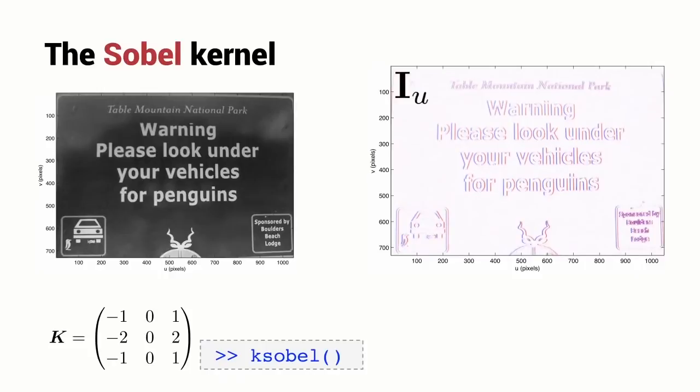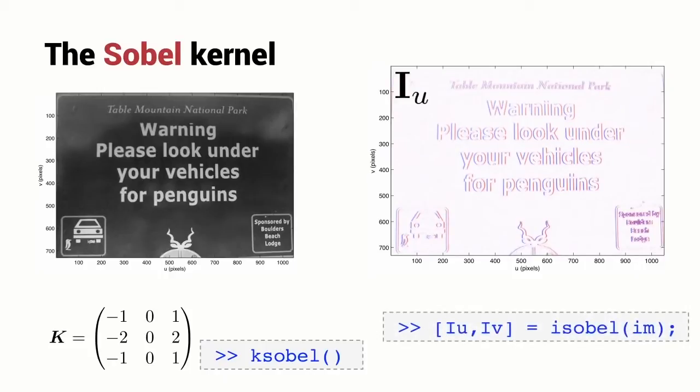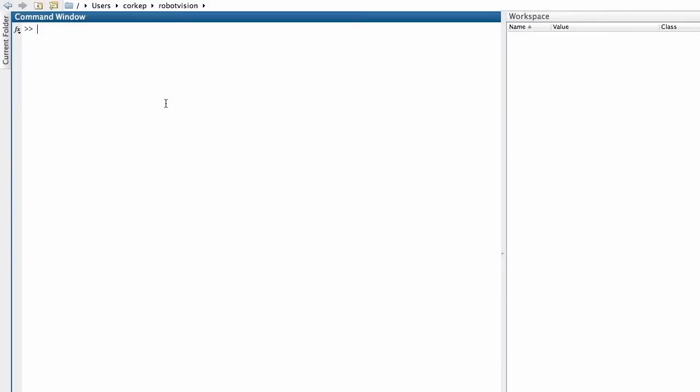If I apply this function to our penguin image, I can obtain a horizontal gradient image, as is shown here, which looks quite similar to the horizontal gradient we just looked at. The function Isobel, we pass it an image, and it returns both a horizontal gradient image and a vertical gradient image. A really important feature in an image, a very common feature in images of man-made scenes, are what we call edges.